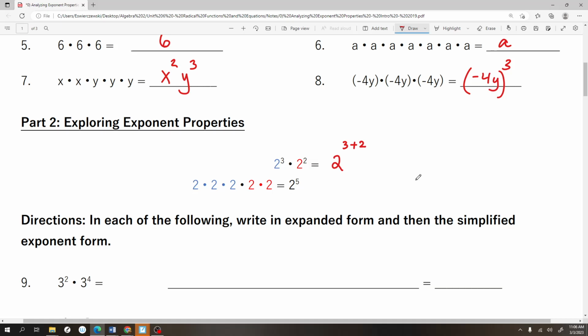We can use that rule right away, but for right now I want us to practice writing it out in expanded form first.